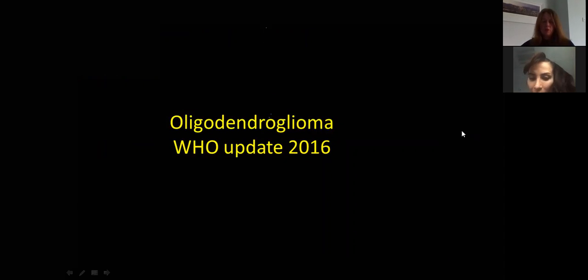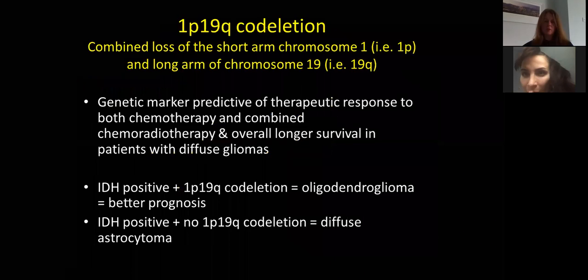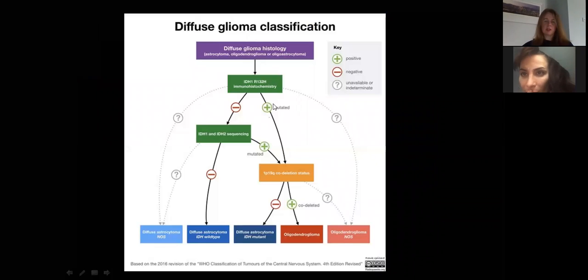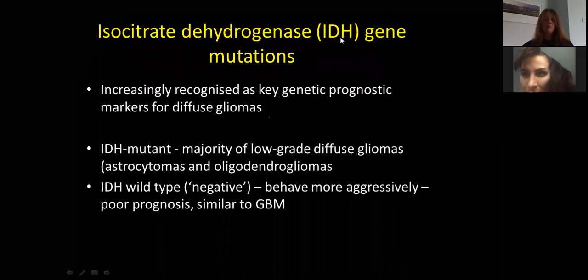I'm going to briefly show a couple of slides on oligos in terms of the WHO grading. So this was updated only very recently, to be honest. And it involves, I'm going to show you this thing at the end, but it involves this IDH and 1p19q. So IDH gene mutation, keeping it very simple, it's a useful prognostic marker for patients with diffuse gliomas. There are two types. So there's a mutant type, and this is most low grades and includes astrocytomas and oligos.